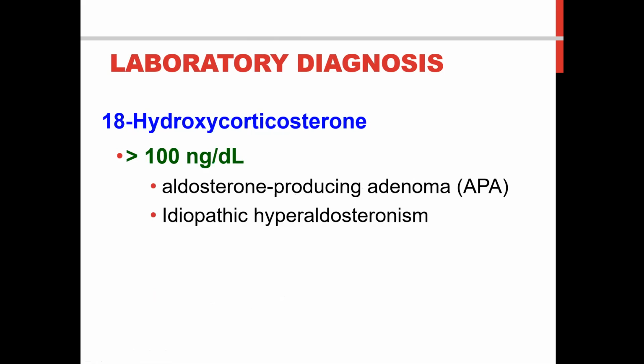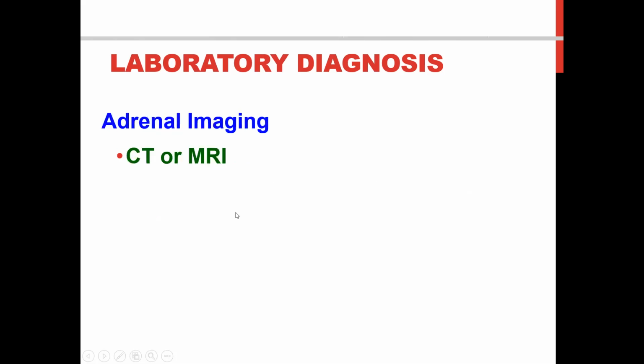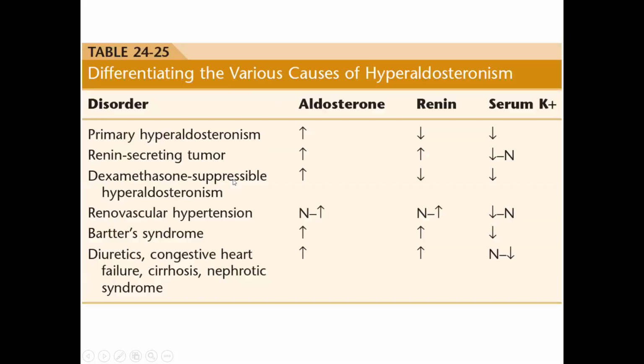And for 18-hydroxycorticosterone, if there would be more than 100 nanograms per deciliter, the patient may have an aldosterone producing adenoma or can have idiopathic hyperaldosteronism, diba? When we say idiopathic, it's unknown. For adrenal imaging, we can have CT scan or MRI just to visualize if there's a tumor that causes the hyperaldosteronism.